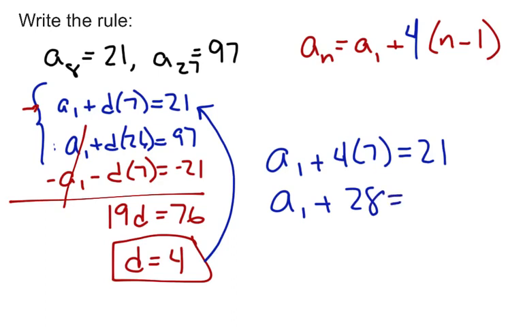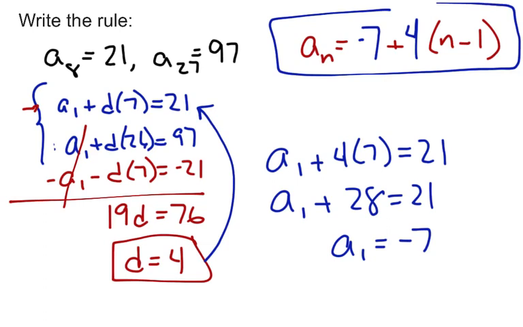So 28 equals 21, and A1 would be negative 7. So go back over here. A1 is equal to negative 7. And there's our rule, which you could simplify or leave like that.